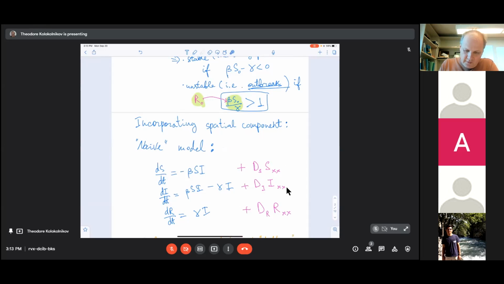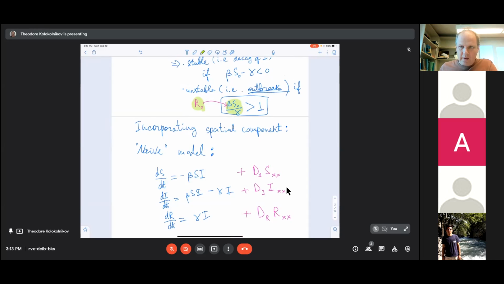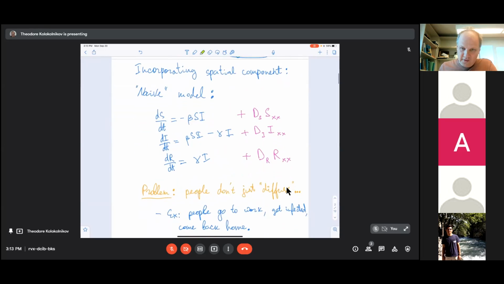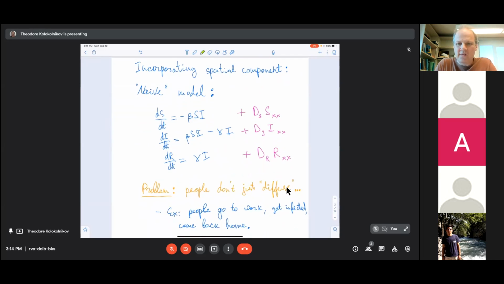Okay, so that's one way to do it. Now, there's an issue with this. It's not really justified in the following sense. Even if you just look at the first equation for the susceptibles, S_t is equal to S_xx. That assumes that people are diffusing, right?